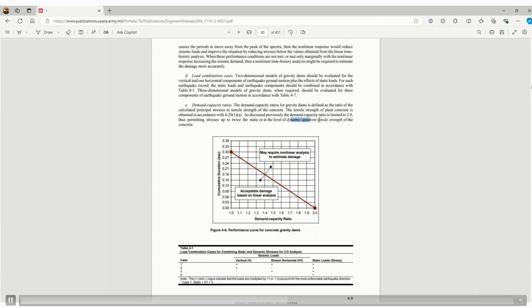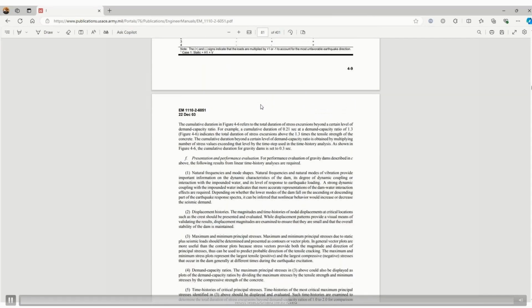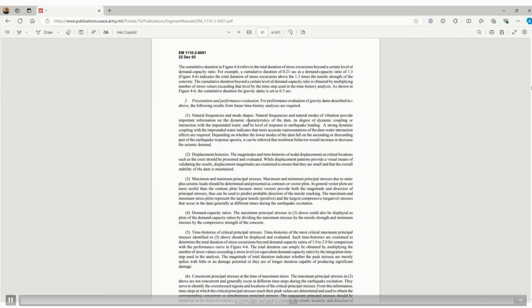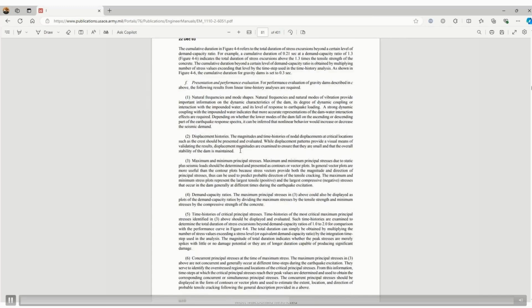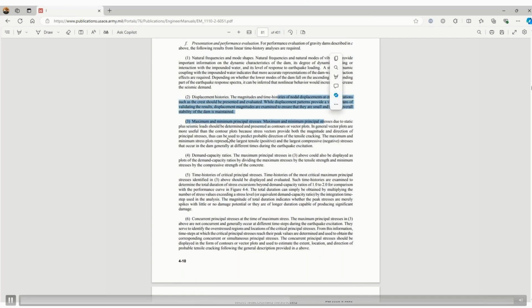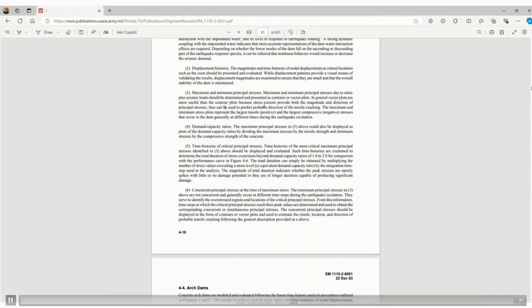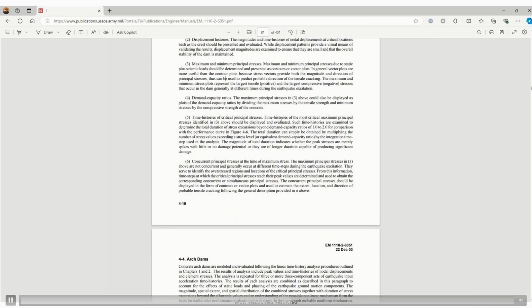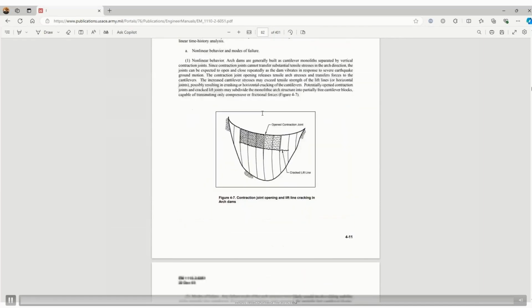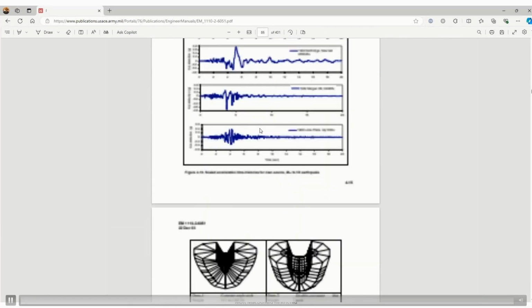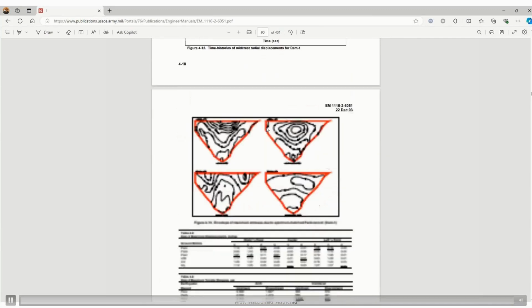This is the dynamic apparent tensile strength computed by Raphael's formula, which is quite high. For performance evaluation, we'll plot displacement histories. The stability of the dam is maintained. Principal stresses we will obtain, and demand capacity ratio time histories for critical locations. This is more applicable for arch dams.